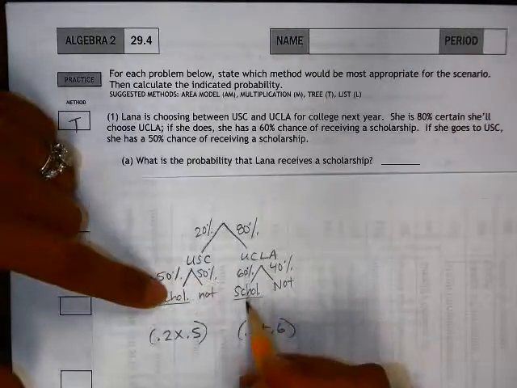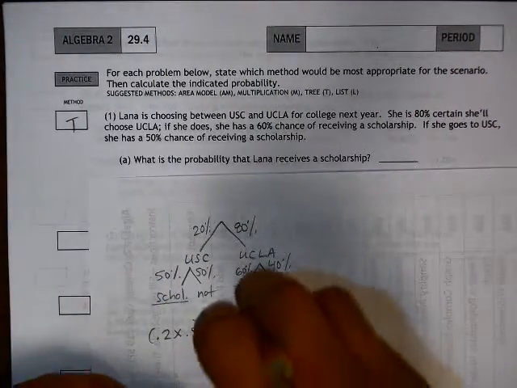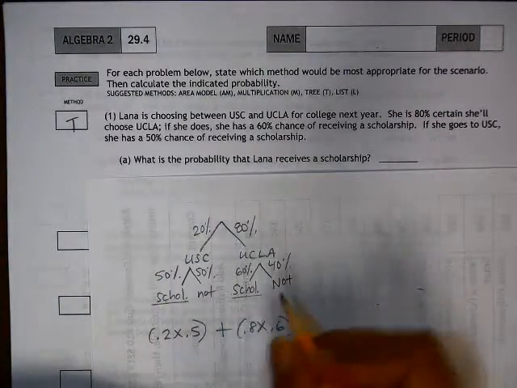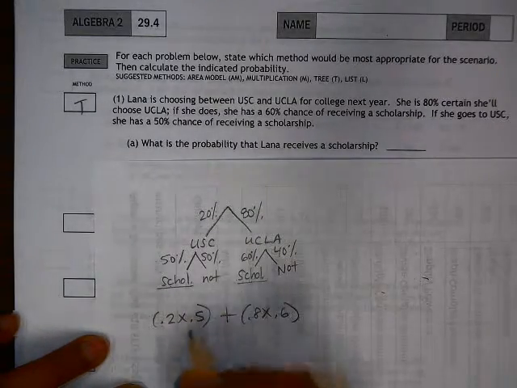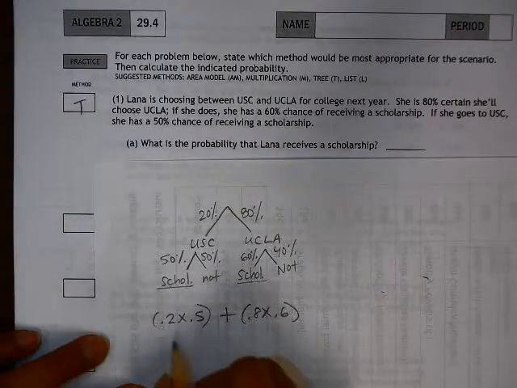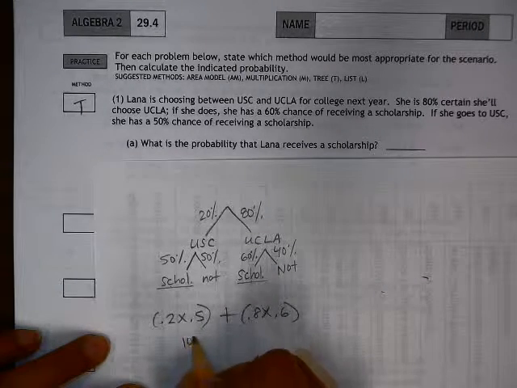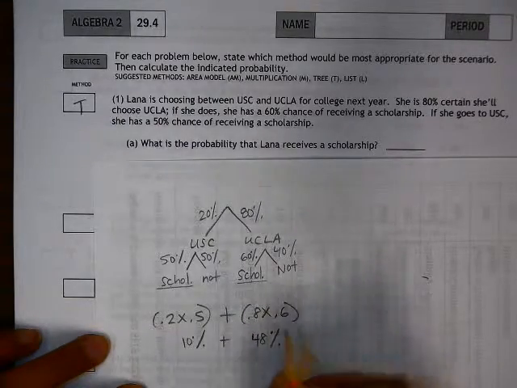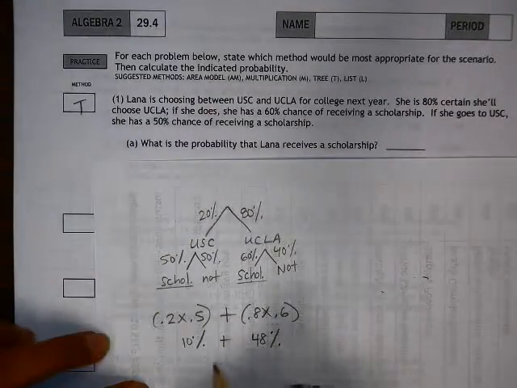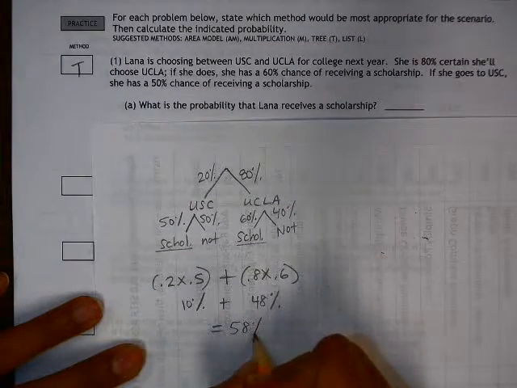Because there's more than one way she can receive a scholarship, we need to add those two probabilities together. Oops, this should be multiplication. We need to add both of those probabilities together. So here, this would be 10%, plus this would be 48%. So her total probability of receiving a scholarship is 58%.